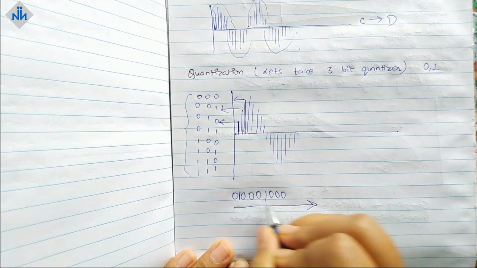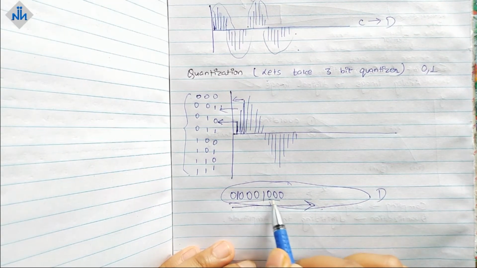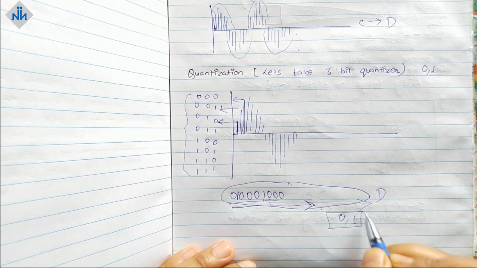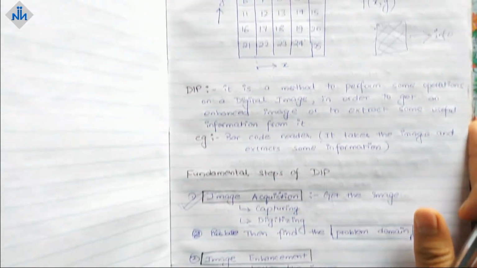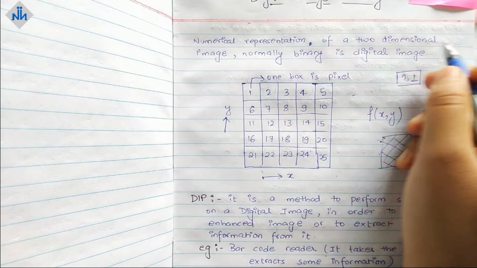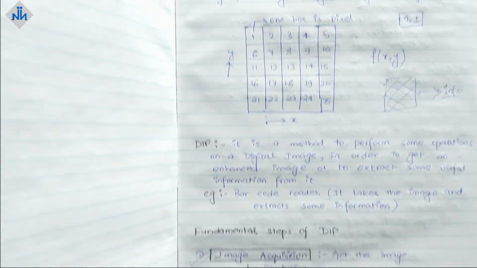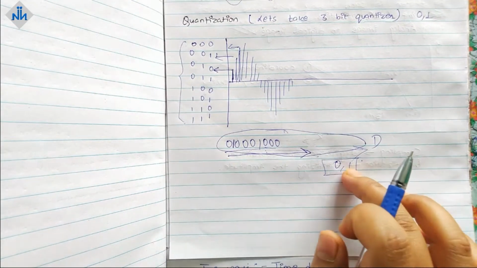So precisely we get a value, and we have converted our entire image into digital form, that is, the form of 0 and 1. That is what we had discussed before too, right? A digital image is a two-dimensional image of normally binary values. So we have numerically represented our entire image in the form of zeros and ones.